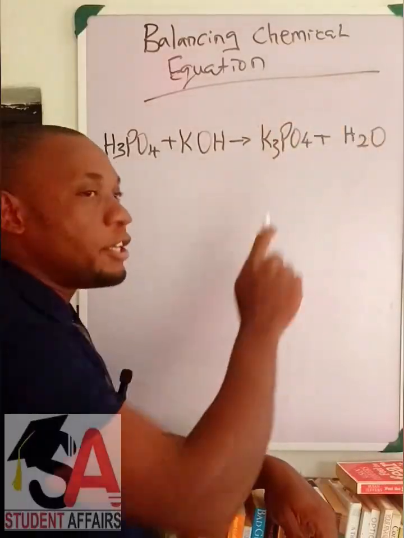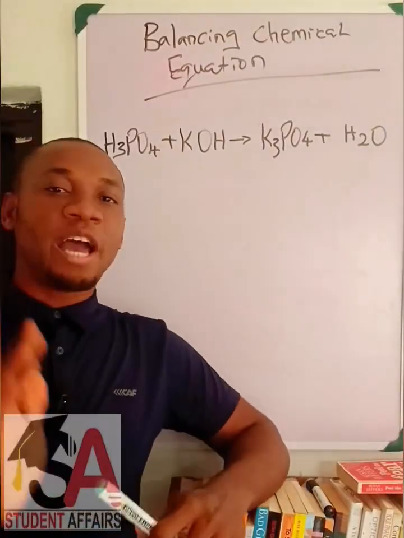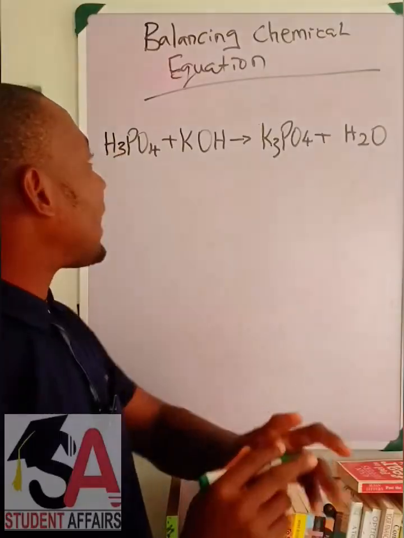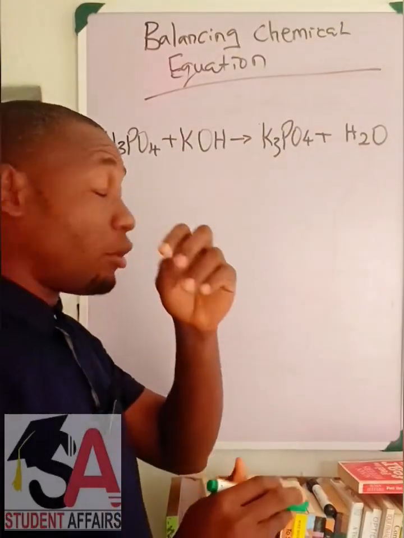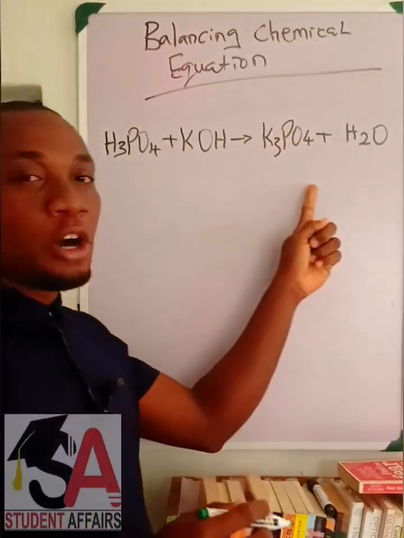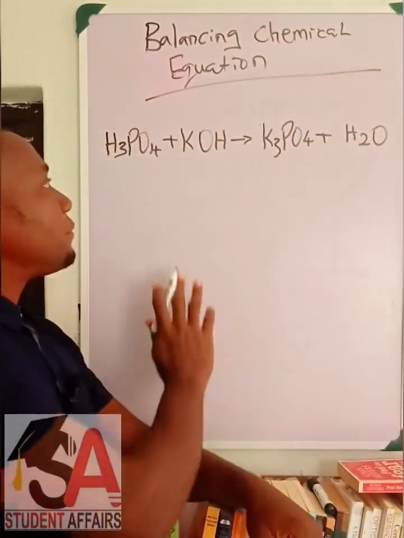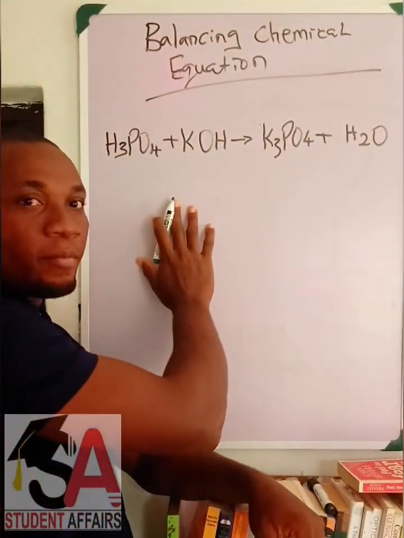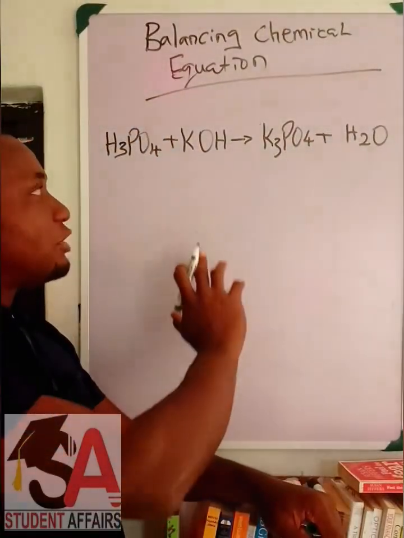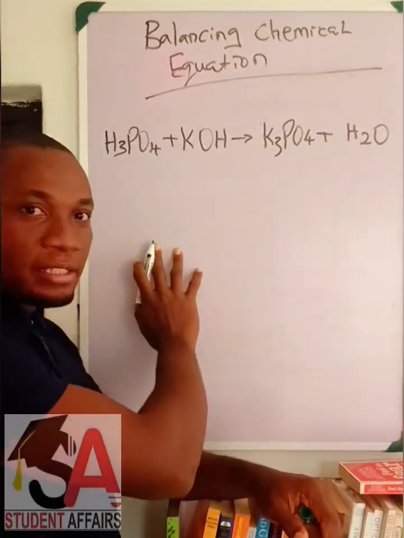Balancing chemical equation. To balance a chemical equation, you will need to have this understanding of the law of conservation of mass. Matter can neither be created nor destroyed. As a result of that, every chemical equation ought to be balanced. In every chemical equation, you have the reactant side and the product side. The product side is on the right hand side. The reactant side is on the left hand side.